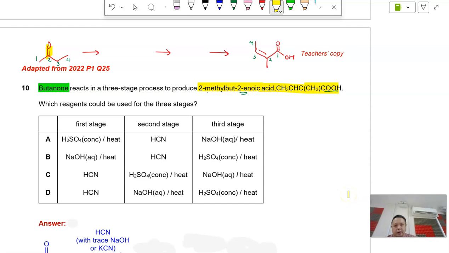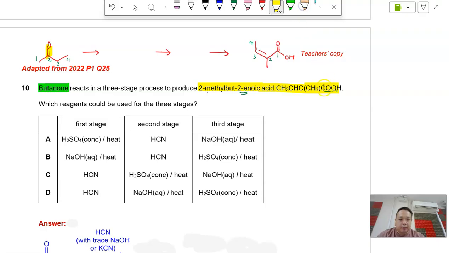Okay, moving on to question 10 of the Carbonyl compound tutorial. It's a synthesis question modified from the recent A-level 2022. So we have butanone, a 4-carbon ketone, undergoing a 3-stage process to produce 2-methyl-butenoic acid. Right, so it's a carboxylic acid.